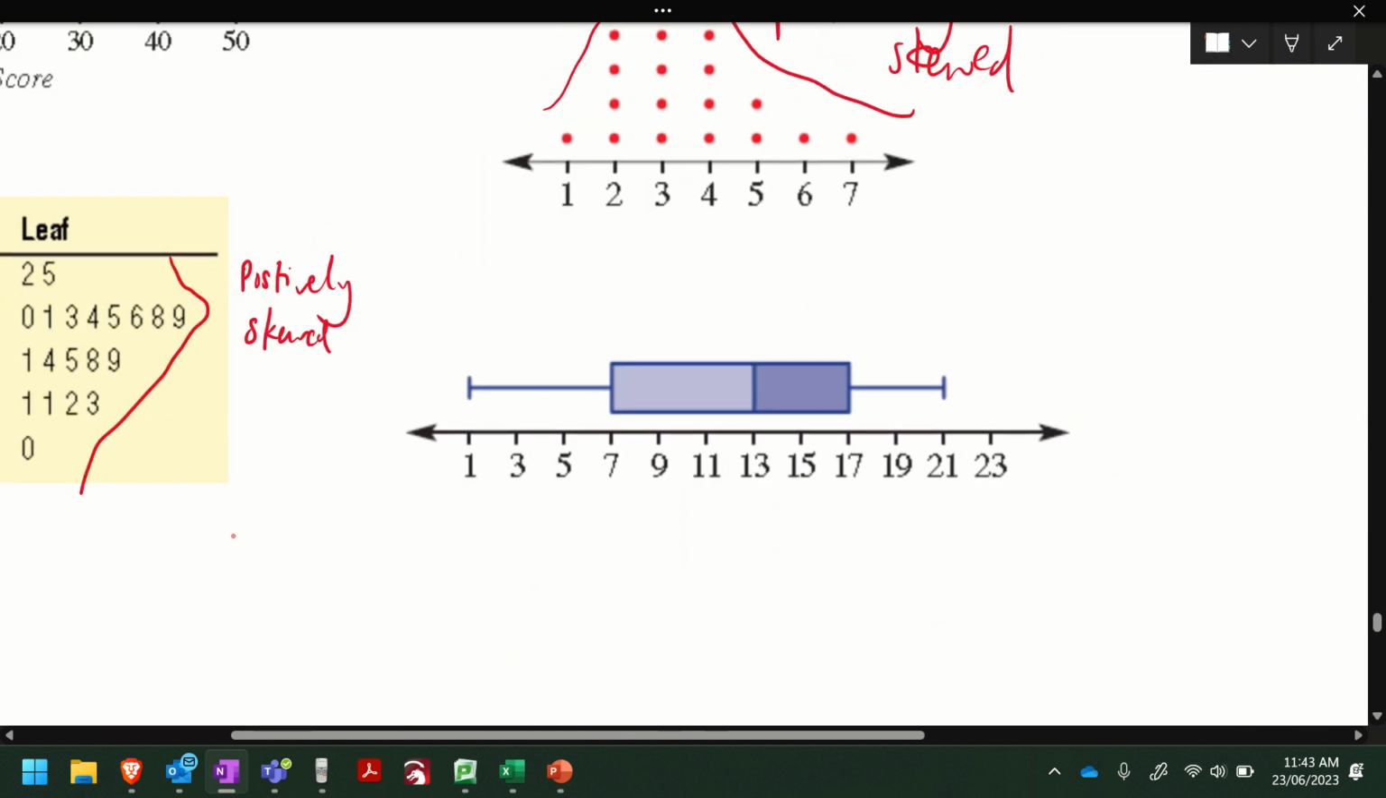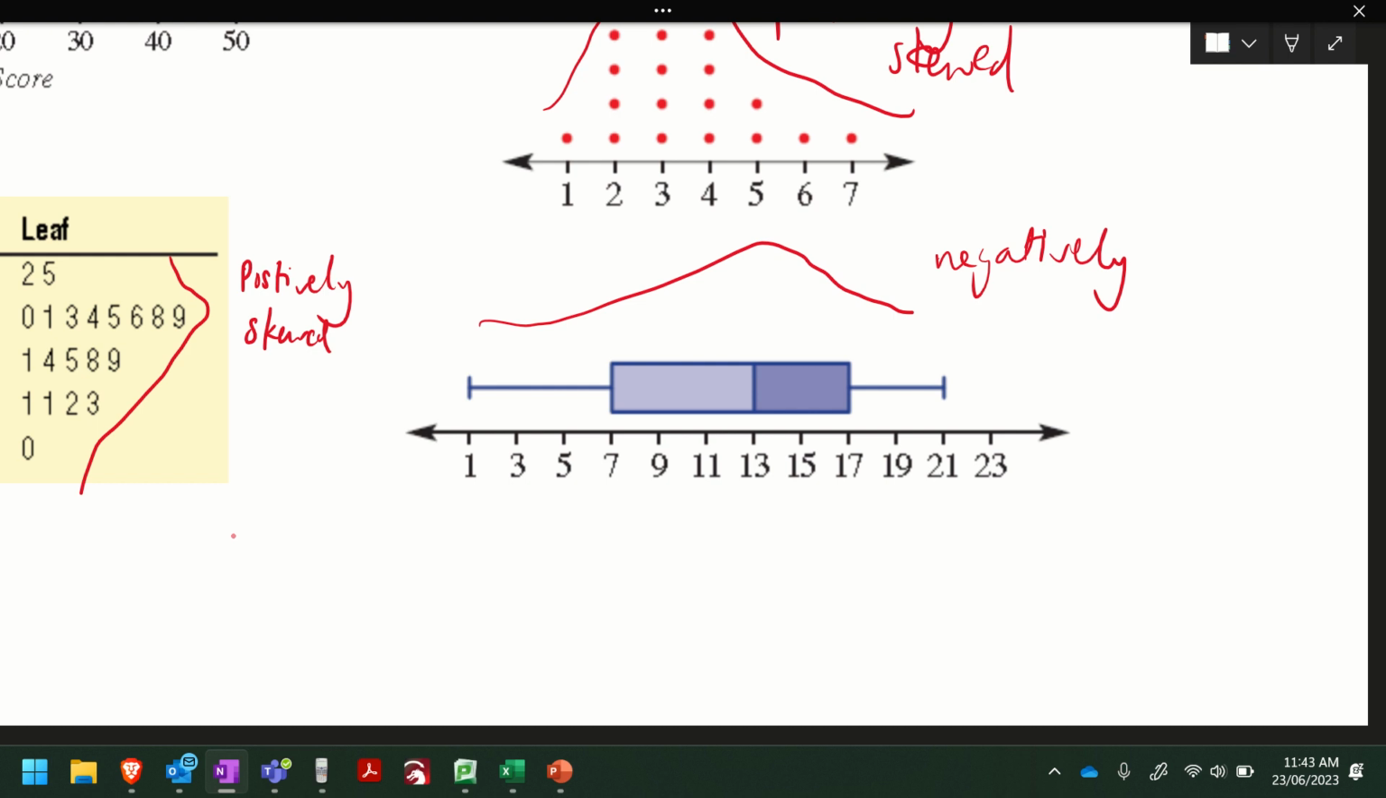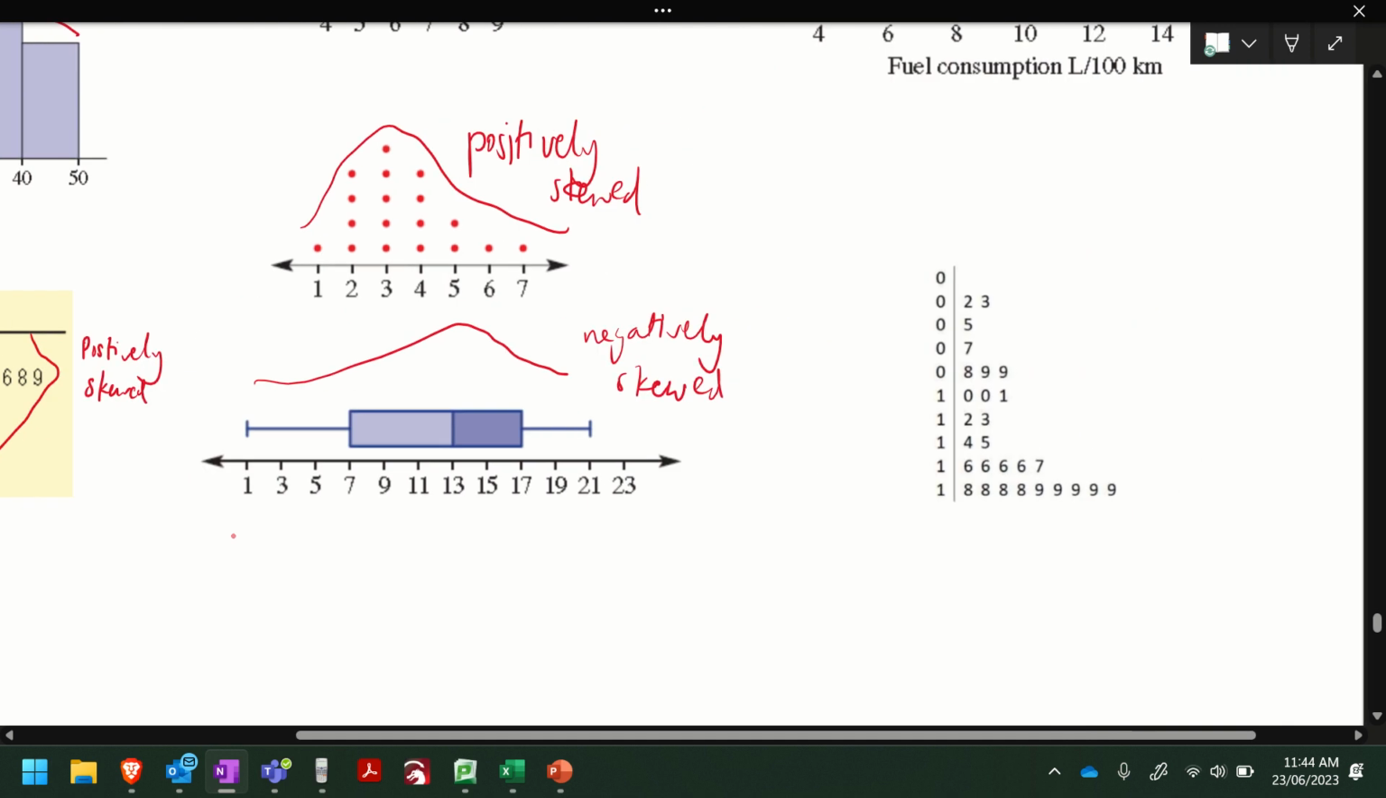The second box plot. Ooh, I think it's more negative. It kind of starts low, and then you can kind of see that a lot of it is probably somewhere towards the higher end. Now, the median doesn't necessarily mean where the peak is, but it does skew more to the right. So arguably, I would say that this is negatively skewed. Although, there are some questions where it gets a bit confusing because of how the data is laid out. The last one's quite obvious.